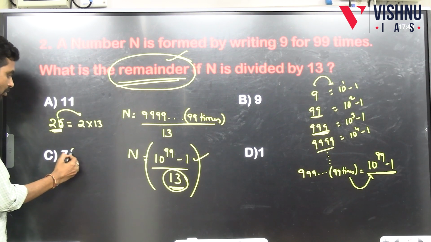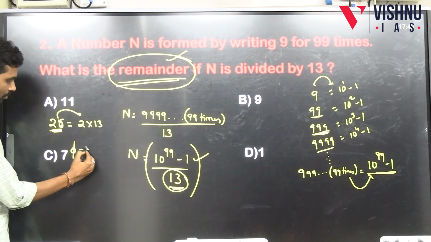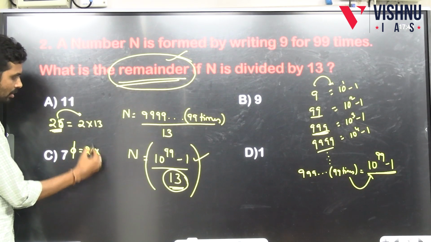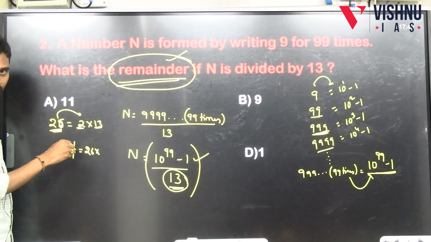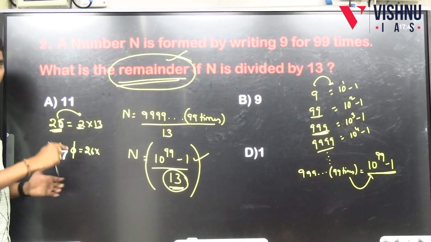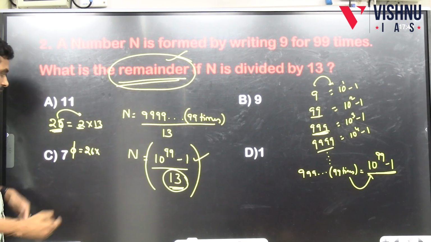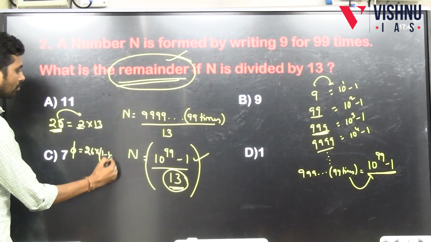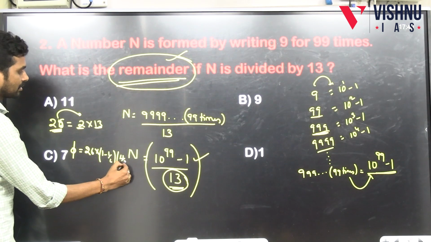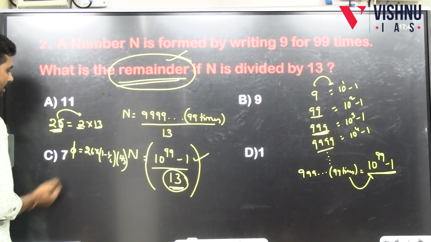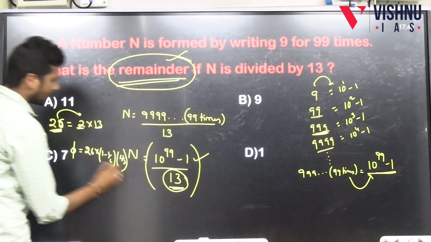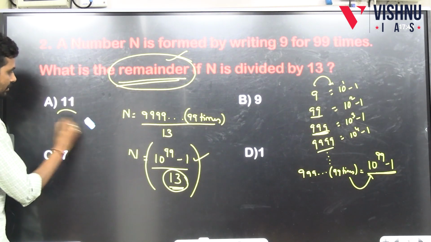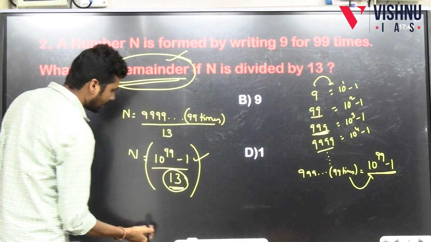The totient is generally represented like this. The phi value is equal to the number into 1 minus 1 by this prime, into 1 minus 1 by the next prime. Likewise, however many prime numbers we have, we simply take 1 minus 1 by each of them. So 26 into 1 minus 1 by 2 into 1 minus 1 by 13. If you understand the totient here, we can find the answer for this model easily.